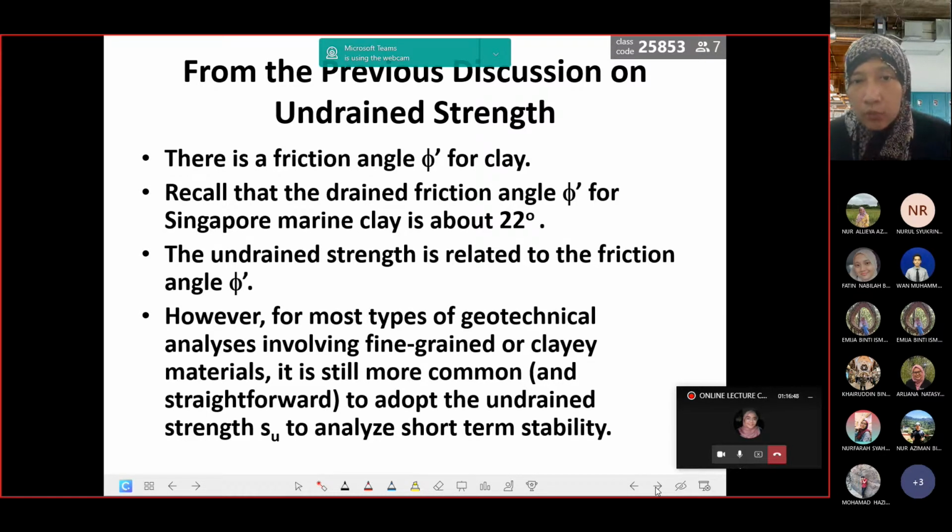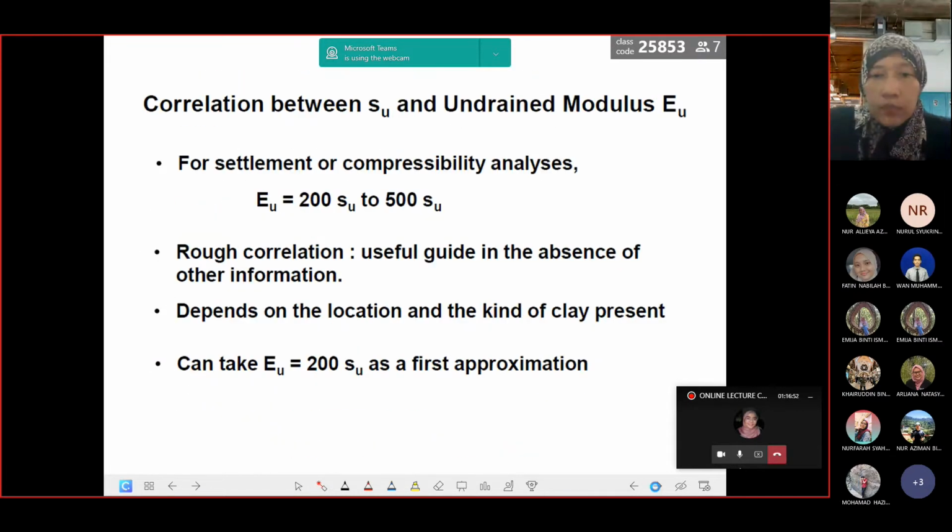Whether in undrained or drained conditions, or in long or short term stability, there are some empirical correlations you can use to relate SU and EU, the undrained strength and the undrained elasticity parameter. Whatever designs you look at, they cannot escape stiffness parameters and strength parameters. When we talk about stiffness parameters, it always goes back to the stiffness modulus.